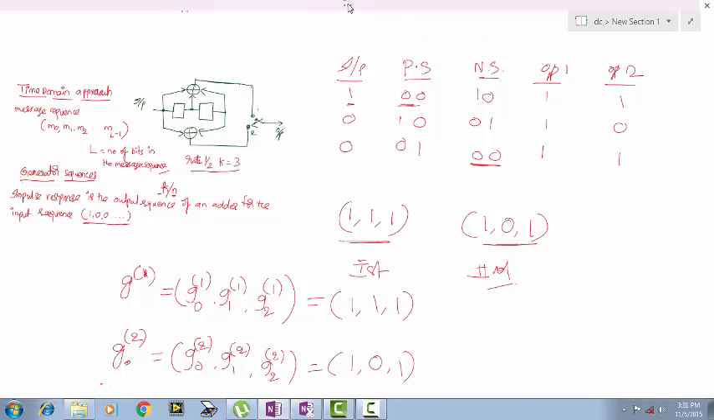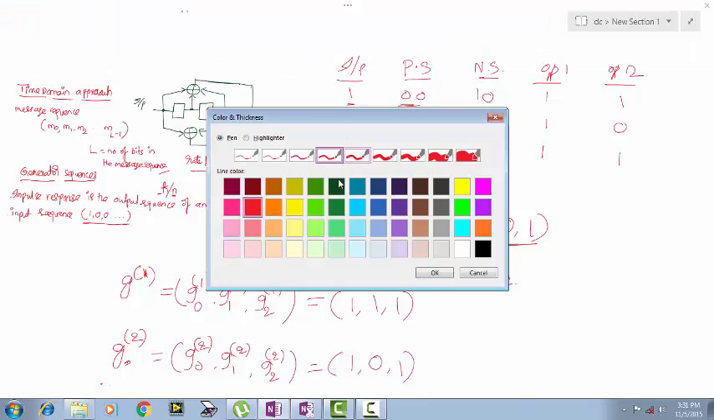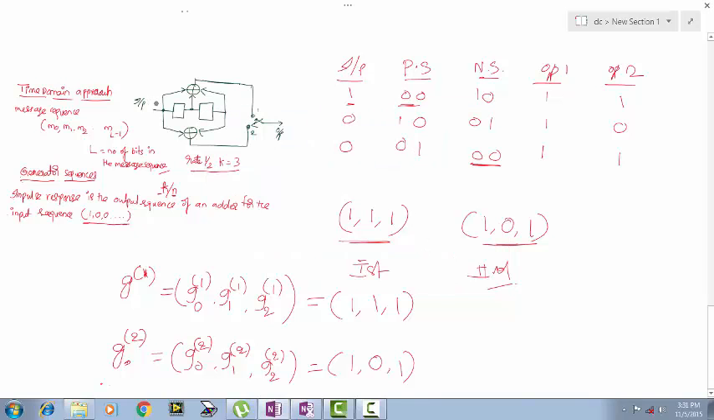Okay, now see this. For the first adder, the input is directly connected, the first memory element is directly connected, and the second memory element is also directly connected. So there are three connections here, and we can write down 1, 1, 1. And coming to the second adder, the input is connected, the last memory element output is connected, and the output of the first memory element is not connected. So 1, 0 and 1.